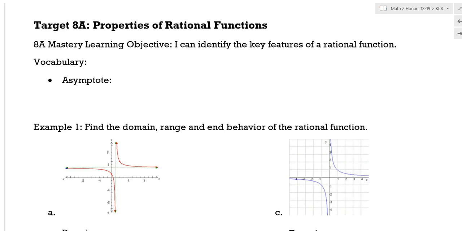Now looking at target 8A, properties of rational functions. So our learning objective is I can identify the key features of a rational function.